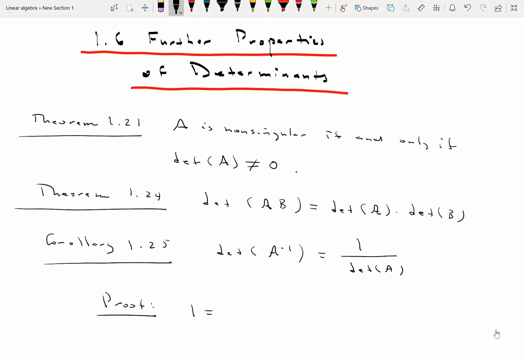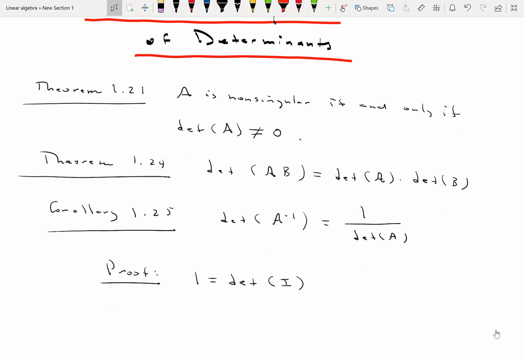See, the fact is that the determinant of the identity matrix is 1. Why is that true? The identity matrix is like the ultimate triangular matrix. It's both upper and lower triangular. Not only that, the elements along its diagonal are 1.